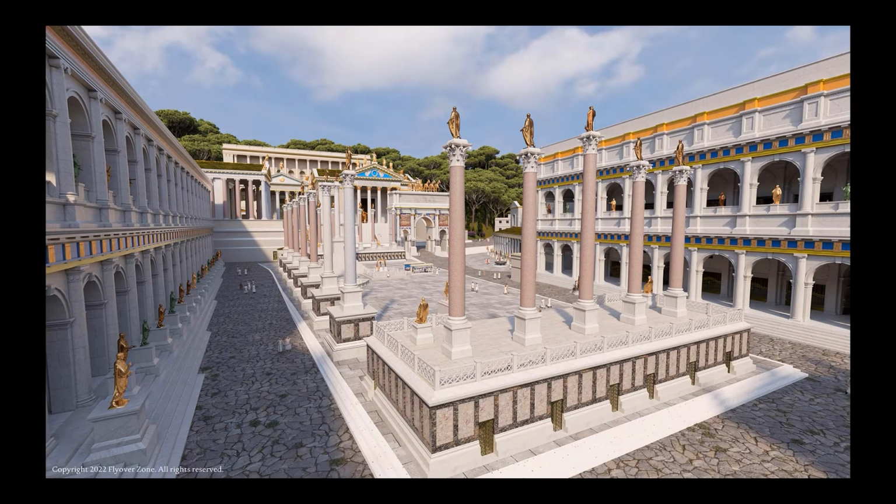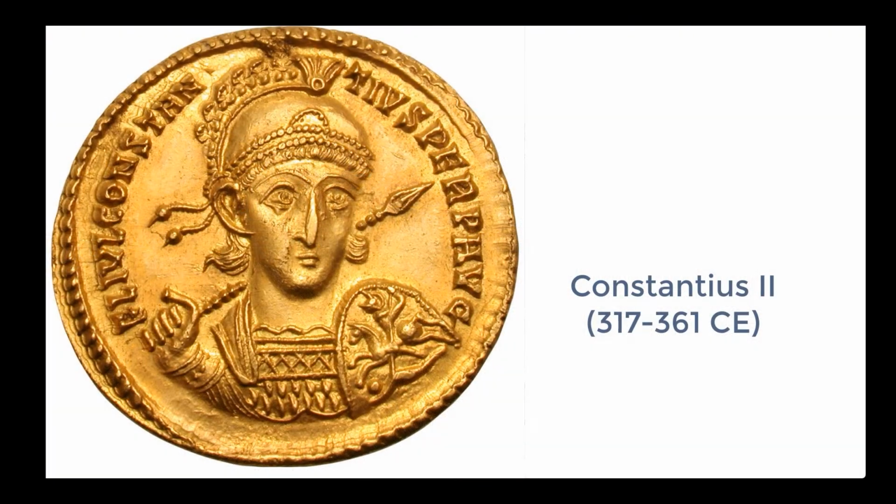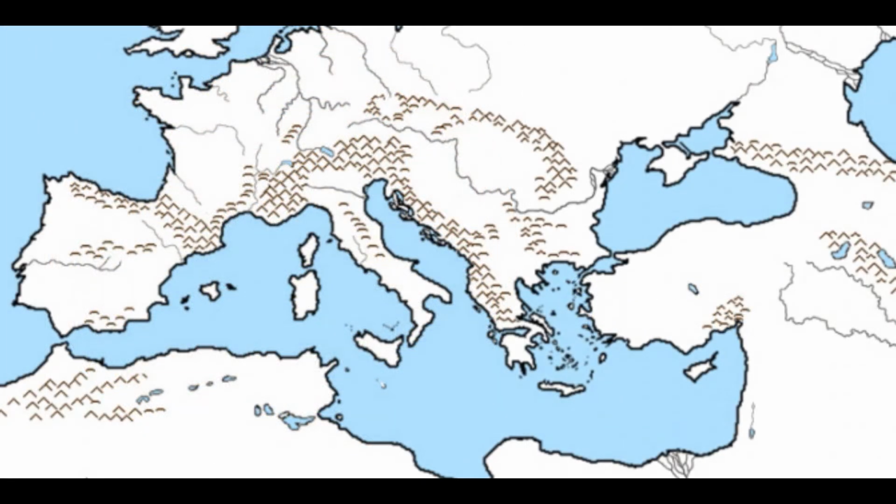And of all the must-see tourist sites in the ancient city, we know that first on the list was the Roman Forum. We know this from a precious passage in the late antique historian Ammianus Marcellinus. He wrote about one very famous tourist's first visit to the Eternal City, the Emperor Constantius II. The son of Constantine the Great, Constantius II ruled from 337 to 361 of our era.